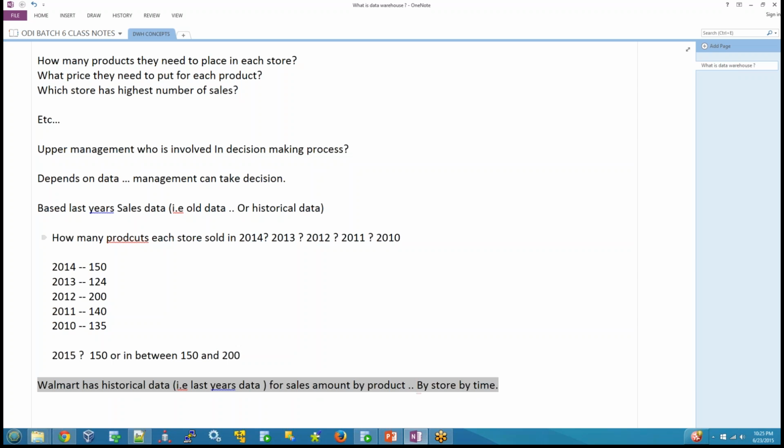So now is everybody clear on this line? Everybody clear? Yes or no, please? Yes, sir. Yes, sir. So now what is a data warehouse?